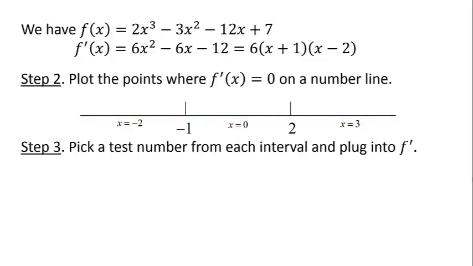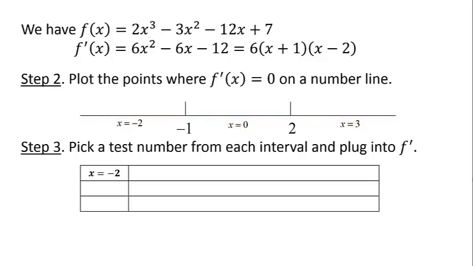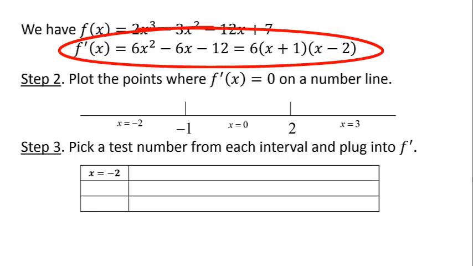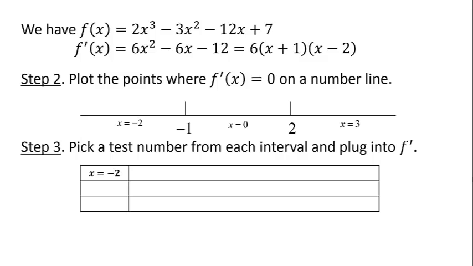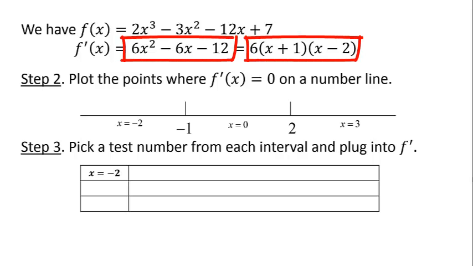Sticking with our original choices, we start with x equals -2, and we want to plug this into our derivative to determine whether f prime is positive or negative when x equals -2. Notice that you may evaluate either the factored or the non-factored version of the derivative. It doesn't matter. As our equations become more complicated, it will be easier to work with the factored version, so let's practice that from the start.